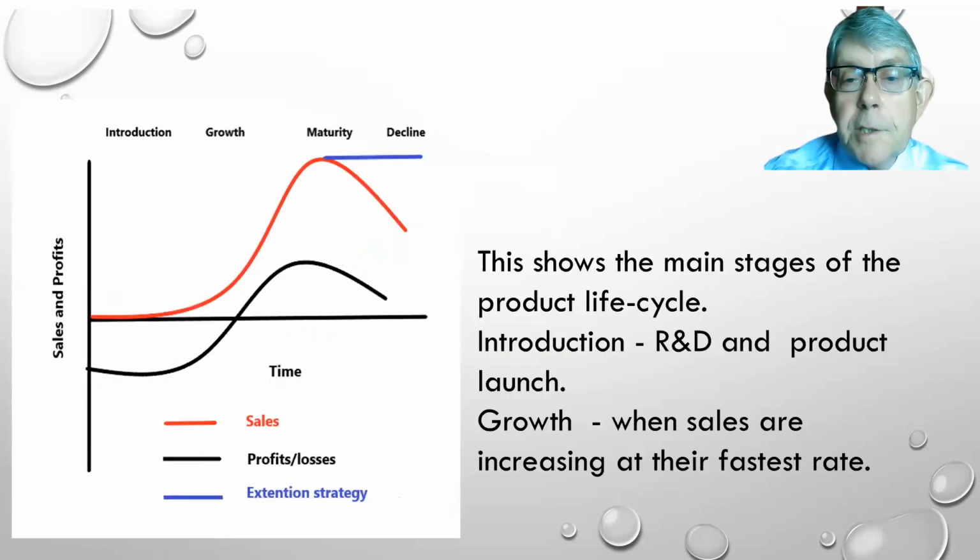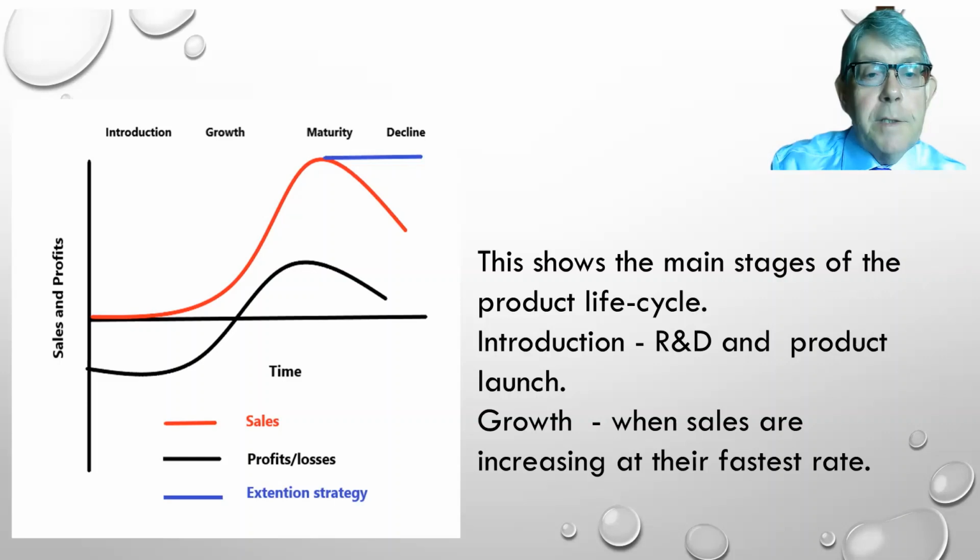Right, this shows the main stages of the product life cycle. So we start off along the top here, we have the introduction, and that is where we're doing the research and development and the product launch. We can see that the sales in red obviously are very low at this stage. The growth stage is when the sales start increasing at their fastest rate.